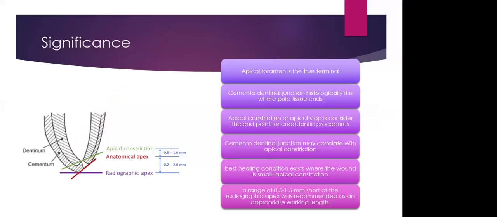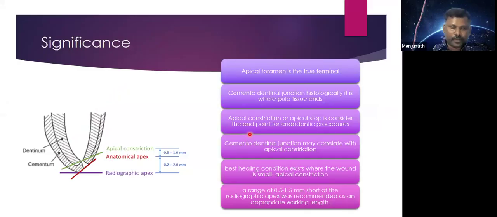So in the anatomy of the apex level, the significance of what you learn from this presentation is that apical foramen is the tooth terminal. Cemento-dentinal junction is the histological pulpal tissue end point, and the periodontal ligament start point. So apical constriction or apical stop will be our endodontic procedure end terminal point, not the anatomical apex. So cemento-dentinal junction may correlate with your apical constriction.